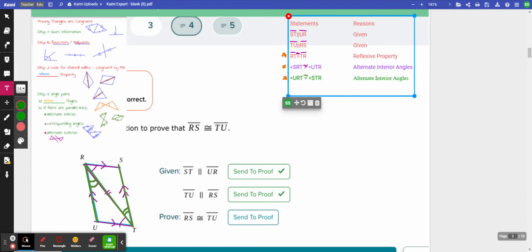Now in the proof, it says side, angle, angle, but if you look at the actual triangles, the side is connecting the two congruent angles. So it's really angle, side, angle. We don't have a triangle congruent statement given to us, so it doesn't matter how you set up the triangle congruent statement. You just have to make sure that the second triangle matches the first triangle. So if I want to call it triangle SRT, then I have to call the other one triangle UTR. If I want to call it triangle URT, I have to call the other one triangle STR.